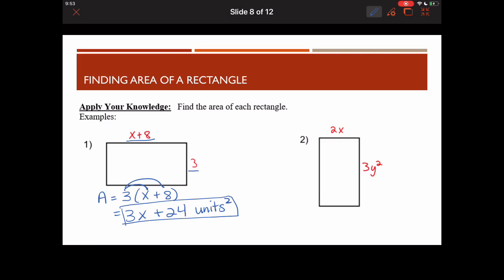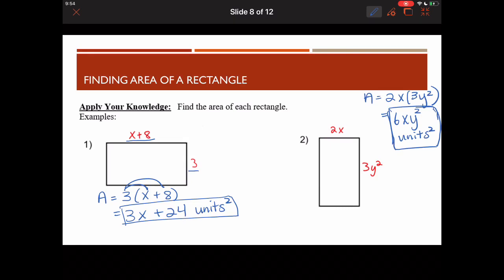All right, number 2. Same idea. I'm just going to multiply the base times the height. So I have 2x times 3y squared. So when I multiply these together, 2 times 3 is 6. And my two variables are two different variables, so I have two different bases. So it's just going to be 6xy squared units squared. Makes sense?